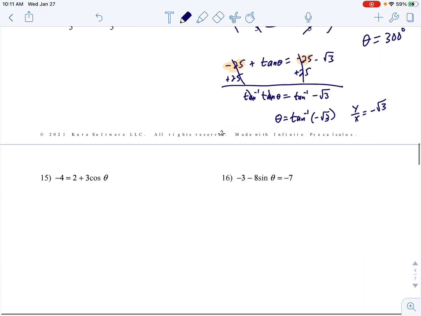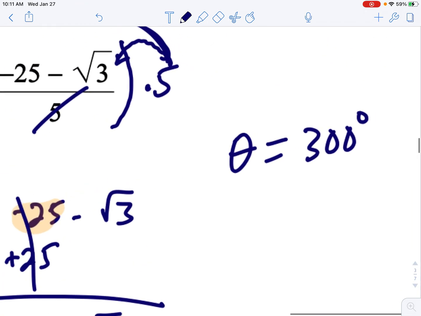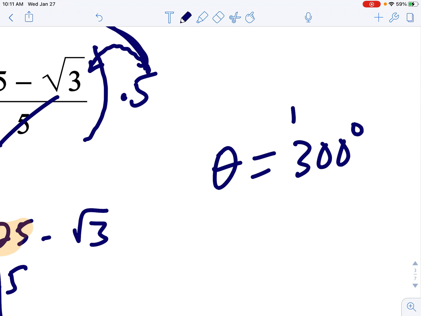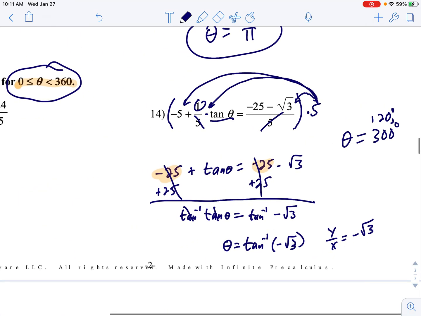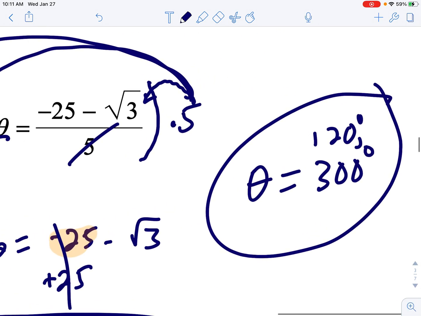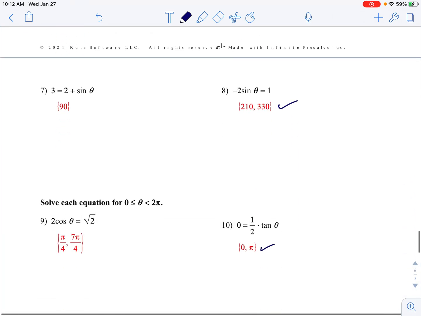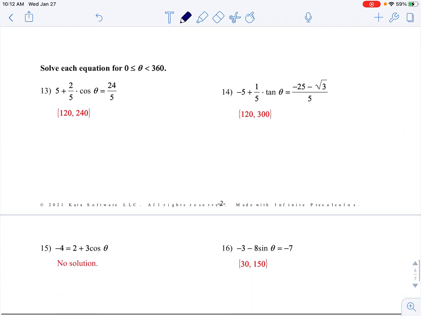Let me go down here. So I'm on this problem. 300 is one answer, 120 degrees is the other answer. Circle that so it's a little more visible. So that's 120 comma, make that look more like it's supposed to, 120 degrees comma 300 degrees. Let's check number 14 and make sure I didn't mess this up, because there's a lot of complicated things going on here. There it is.